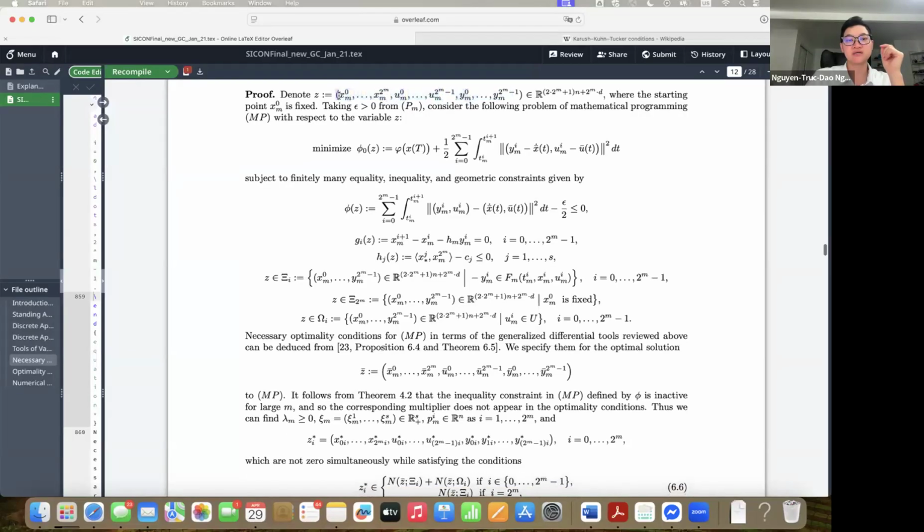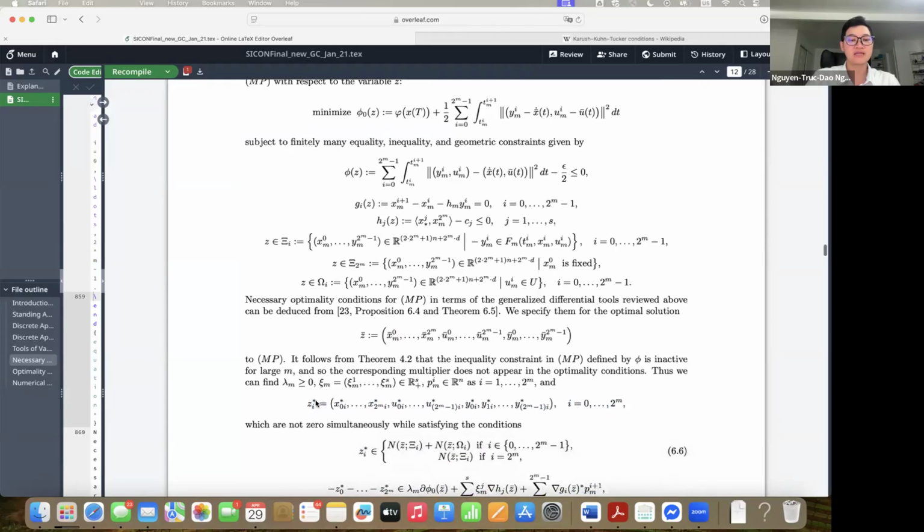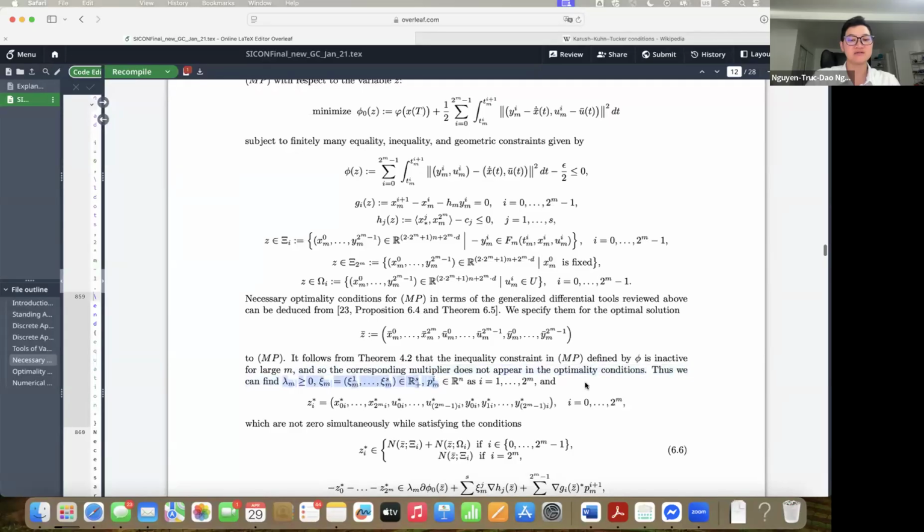Z here is a vector of this form, right? It is in the continuous problem. Z bar also has the same form, but this one is for the mathematical programming problem above here. And Z star here has the same form as well, but it is in the dual problem. And these elements cannot be zero simultaneously. So that's what they meant.